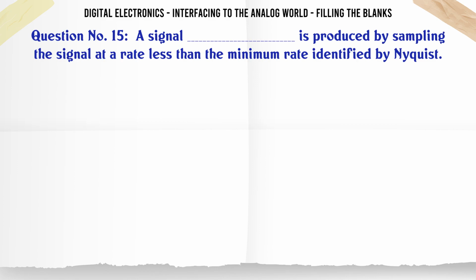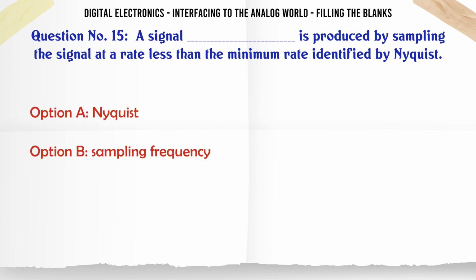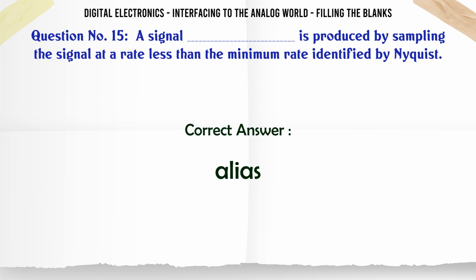A signal is produced by sampling the signal at a rate less than the minimum rate identified by Nyquist. A. Nyquist, B. Sampling frequency, C. Basis, D. Alias. The correct answer is alias.